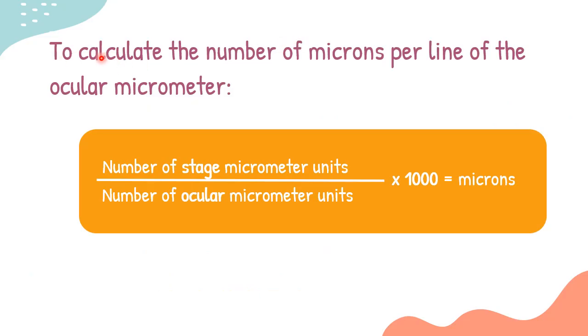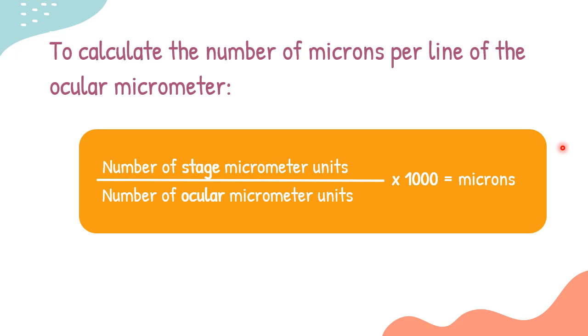To calculate the calibration or the number of microns per line of the ocular micrometer, this is the formula. Number of stage micrometer units, that's in millimeters, divided by number of ocular units times 1000 is equal to microns or the calibration. Note that this 1000 is actually the conversion factor of millimeter to micrometers because 1 millimeter is equal to 1000 micrometers. Okay, so please memorize this. I might ask in the evaluation exams.